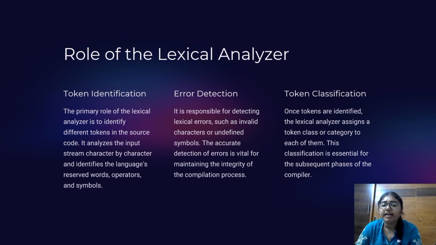Error detection. It is responsible for detecting lexical errors such as invalid characters or undefined symbols. The accurate detection of errors is vital for maintaining the integrity of the compilation process. Token classification. Once tokens are identified, the lexical analyzer assigns a token class or category to each of them. This classification is essential for the subsequent phases of the compiler.